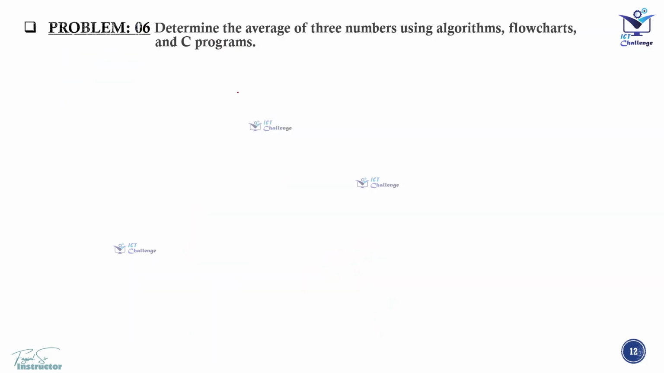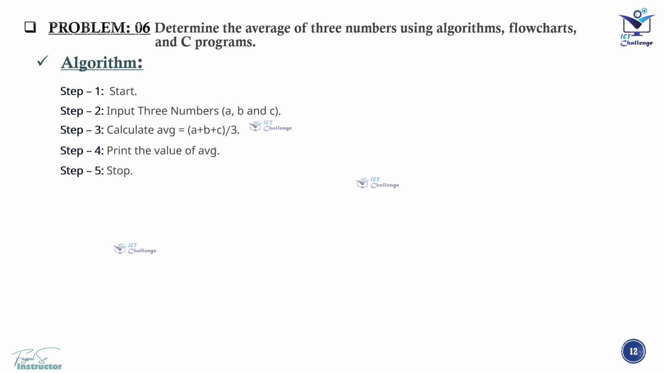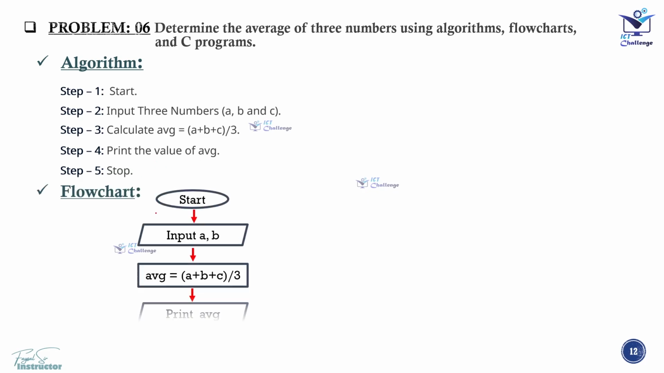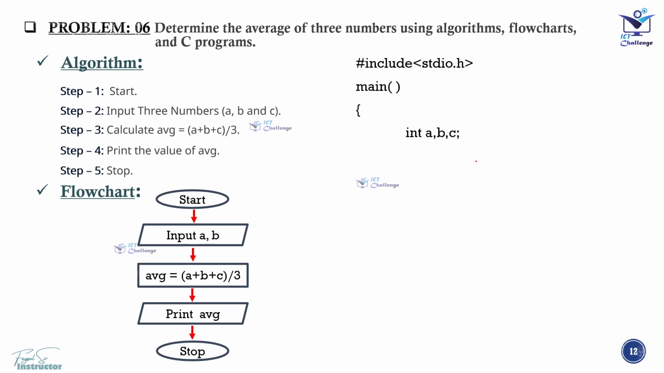This is our problem number 6. Determine the average of 3 numbers using an algorithm, flowchart and C programming. Here is our main algorithm: a plus b plus c divided by 3, print the value of avg, stop. The flowchart is also a plus b plus c divided by 3, print avg. Now our program should be hash include stdio.h. Here we use only the main function, and inside the curly braces, int a, b, c and float avg.